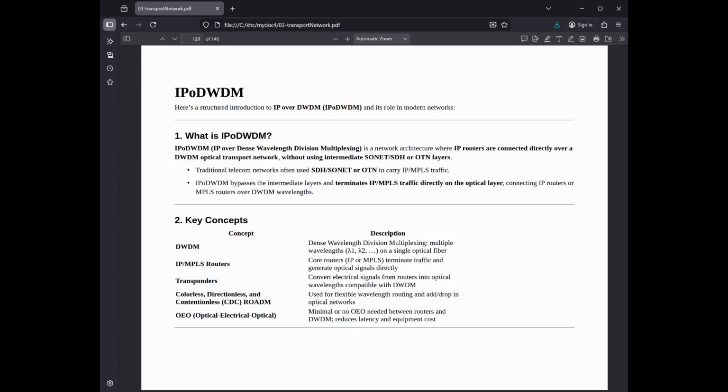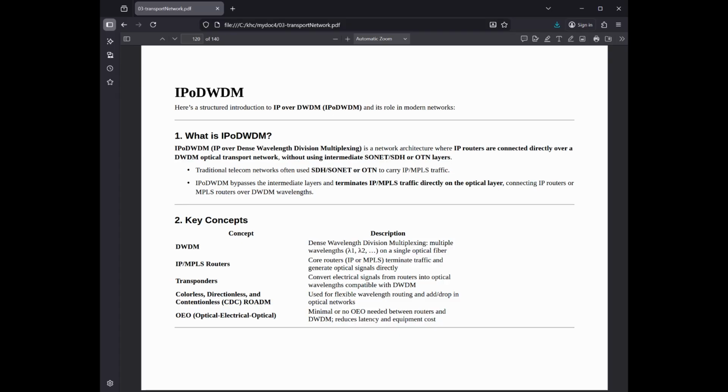How IPoDWDM changes the architecture: in a traditional network, a router uses gray, short-reach optics to connect to a standalone transponder or muxponder. This transponder then converts the signal into a colored DWDM wavelength to travel across the long-haul fiber. Component comparison: traditional architecture uses short-reach gray optics and standalone transponders/muxponders, with separate IP and optical NMS management and a high footprint of multiple chassis and racks. IPoDWDM uses coherent colored pluggables, for example 400ZR, with transponders eliminated and integrated into the router, unified/converged management, and a low footprint, router only.